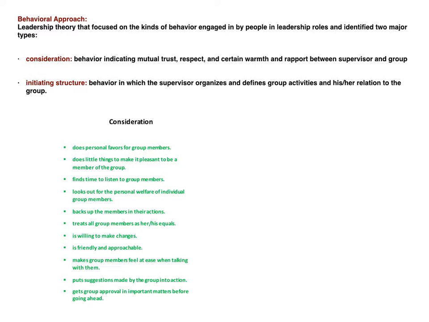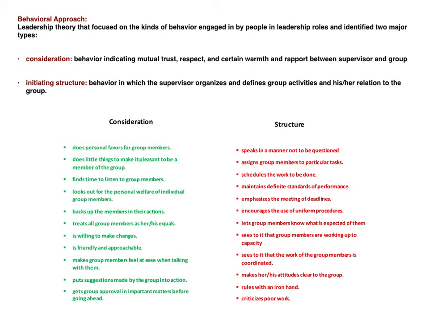Examples of consideration behaviors include doing personal favors for group members, finding time to listen to group members, looking out for the personal welfare of individual group members, treating all group members as his or her equals, and being friendly and approachable. Examples of structure behaviors include assigning group members to particular tasks, scheduling the work to be done, emphasizing the meeting of deadlines, and encouraging the use of uniform procedures.